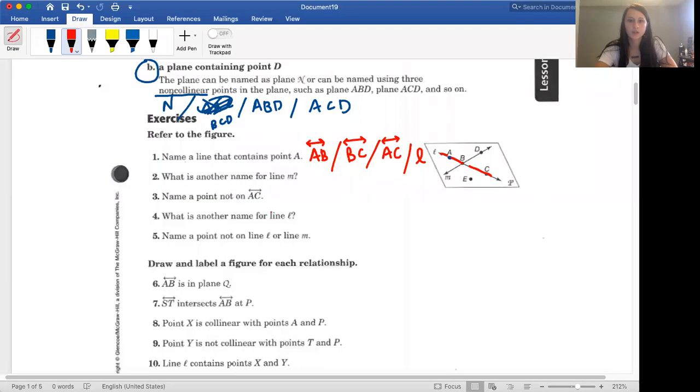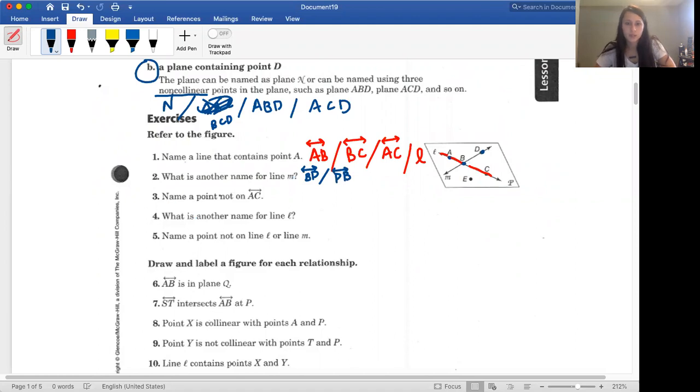Okay, let's look at number 2. What is another name for line M? So we've got line M here, another name. We could just name it either BD or DB, right? Because we have to use 2 points to name the line. So this would be like BD, and then draw my line on top, or DB.